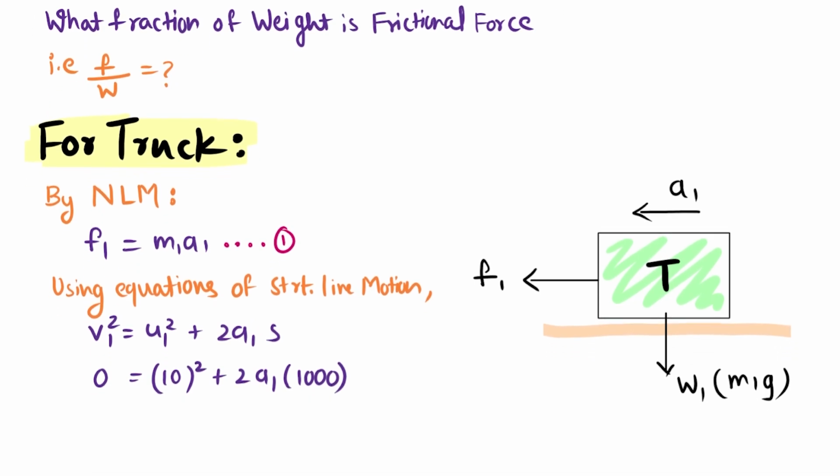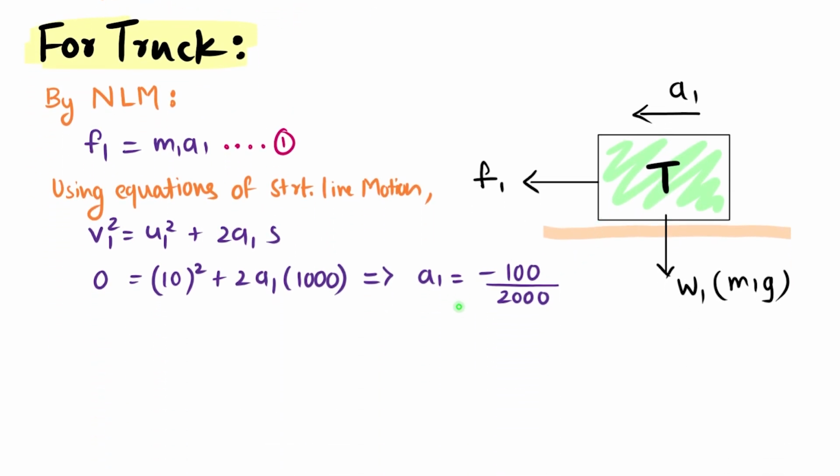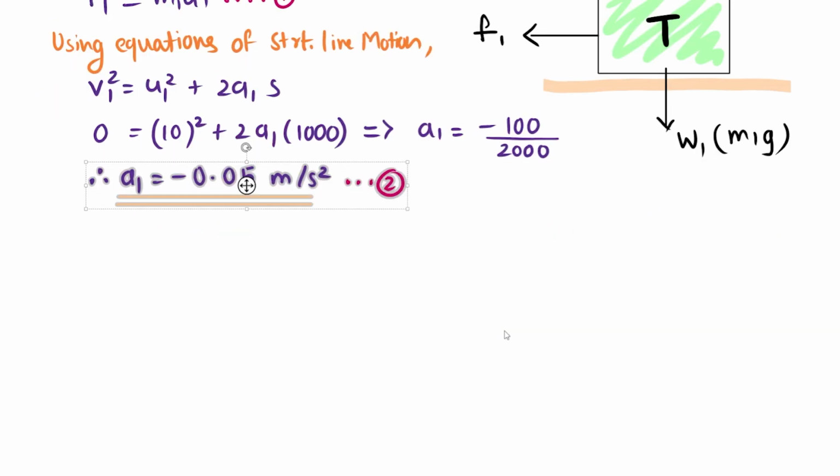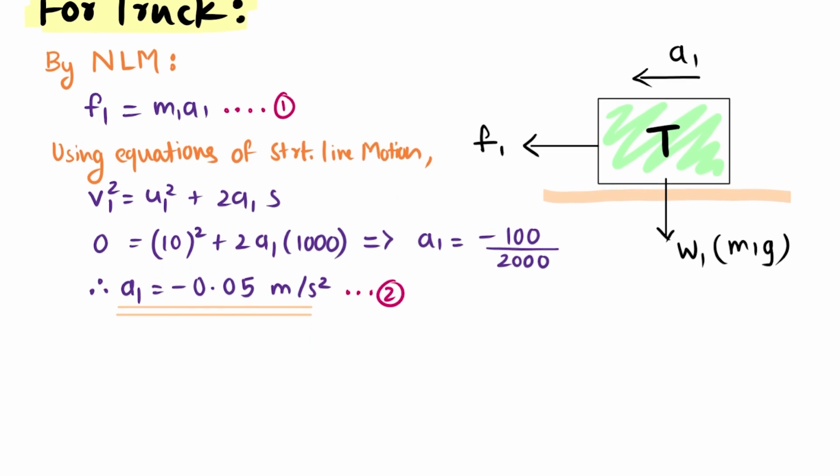So our equation becomes something like this, and then if I were to rearrange all the unknown quantities on one side and all the known quantities on the other side, हमारा equation कुछ ऐसे बन जाएगा. So a1 is equal to minus 100 by 2000, and if we were to further solve this, हमें a1 की वैल्यू मिल जाएगी, which is minus 0.05 meter per second square. Units are very very important. Now let this be our equation 2, because what we'll do is हम इस equation से a1 की वैल्यू इस first equation में substitute करेंगे to get our frictional force.